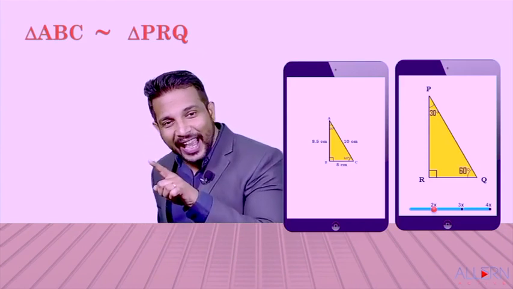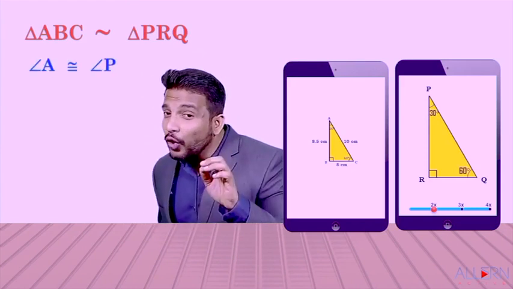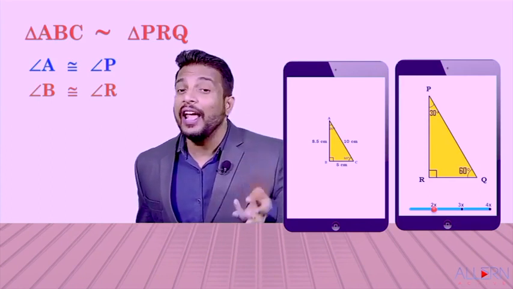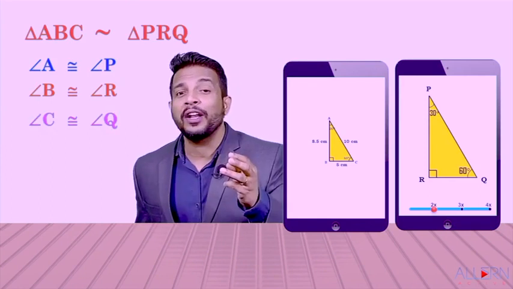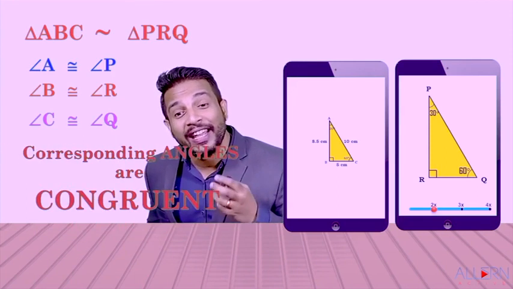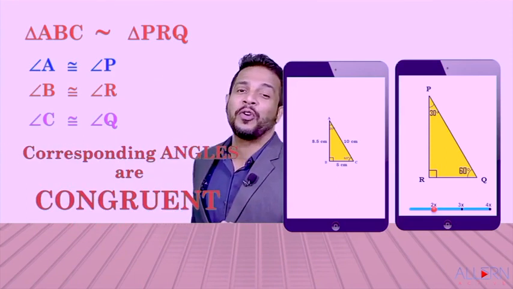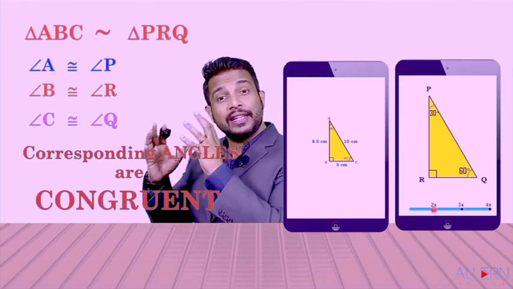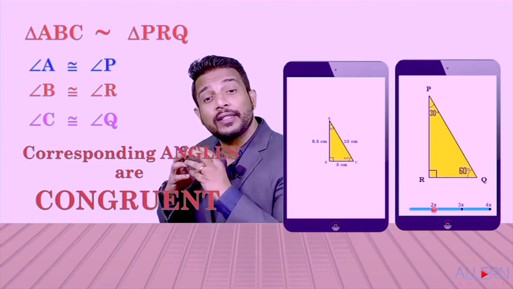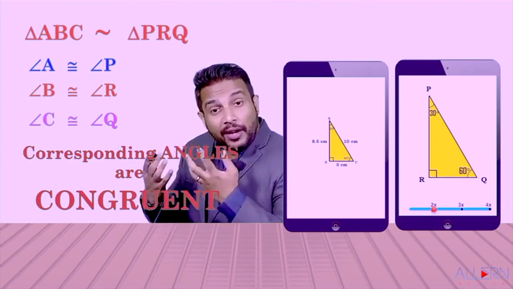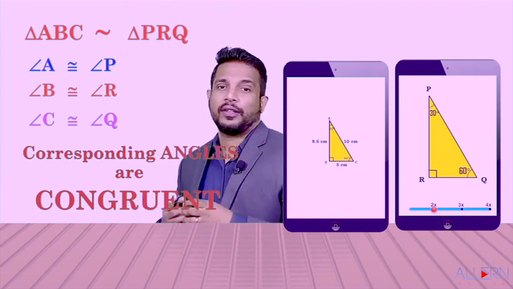That means angle A is congruent to angle P, angle B is congruent to angle R, and angle C is congruent to angle Q. So what did we learn about the corresponding angles? We learned that the corresponding angles are congruent. One thing we learned is that when two triangles are similar, their corresponding sides are in proportion, that is, their ratios are equal. And we learned about the angles, that corresponding angles are congruent.